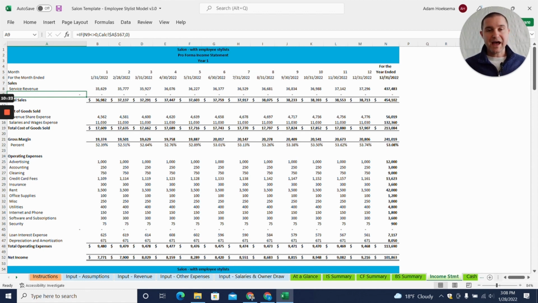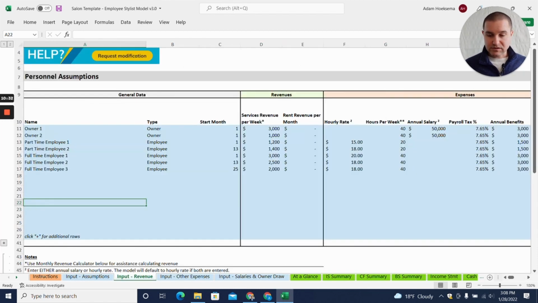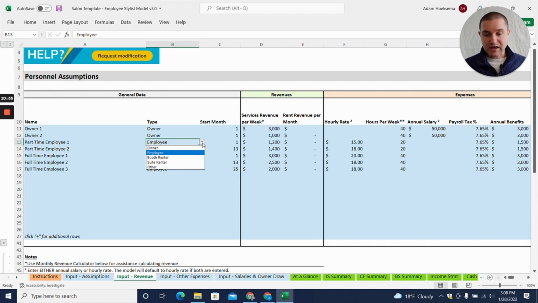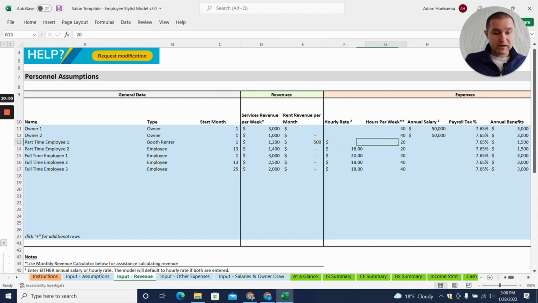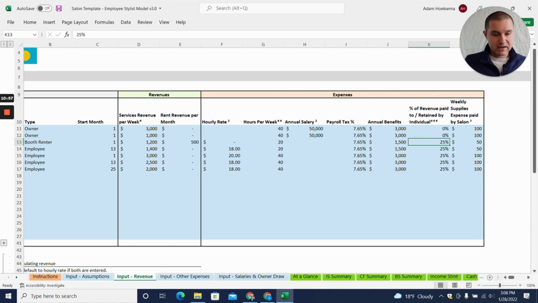If you have any questions about how to fill this out, and if you want to look at some different scenarios, you are able to come back to this Input Revenue tab. If you want to make some of these slots booth renters instead, you can do that, and you wouldn't be paying them by the hour, but they would be paying you rent. And so if you had a booth renter here, you would say, okay, they're going to pay me $500 a month in rent, and I'm not going to pay them at all. I can't pay them an hourly rate, and they're not going to earn any revenue share because they're a booth renter. They're getting it all. All of the revenue is really theirs, and they're just paying you rent.